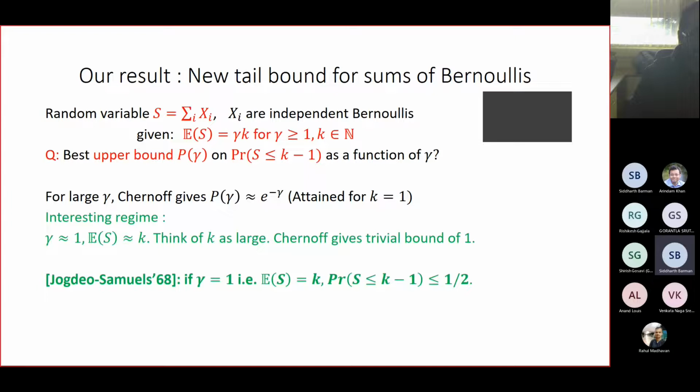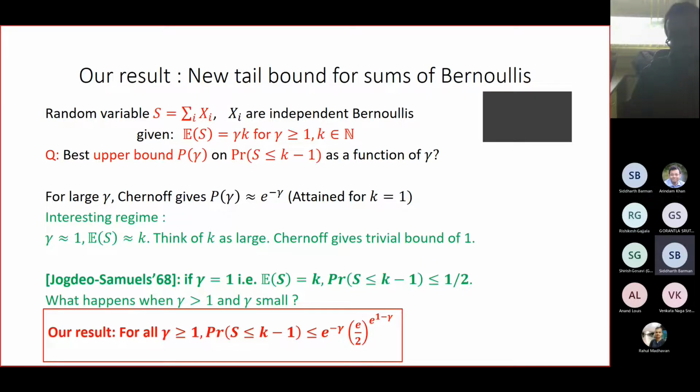Okay, so our question is: what is the right dependence when gamma is more than 1, but gamma is small? When gamma is large, then like I said, Chernoff will give you the right answer, e to the minus gamma. But what's the decay when gamma is almost 1? So we show that for all gamma at least 1, this probability is at most e to the minus gamma times this factor, which is e over 2 to the e to the 1 minus gamma.